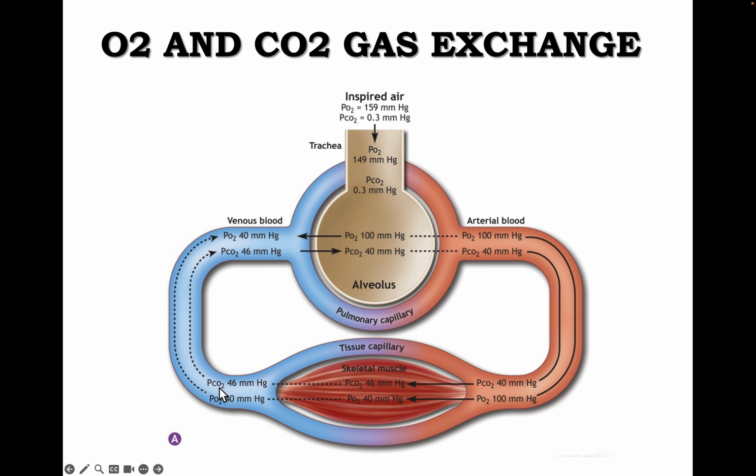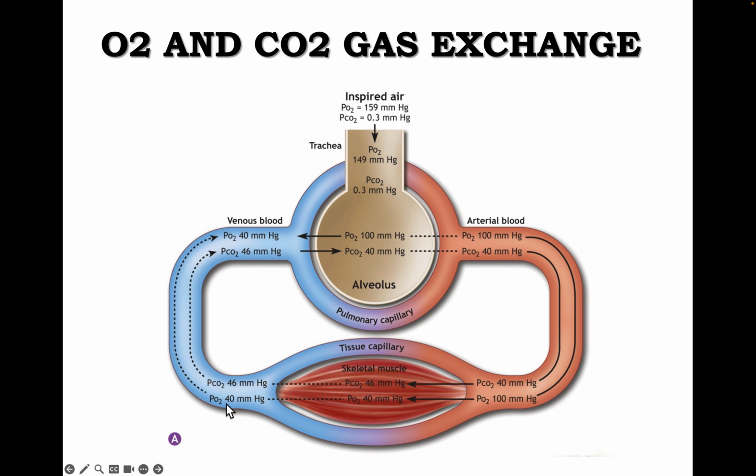So in the veins here, notice that our oxygen levels go from 100 to 40. Essentially, oxygen levels are decreasing from the arteries to the veins. And likewise, carbon dioxide levels go from 40 to 46, essentially increasing. So oxygen levels decrease from arteries to veins, and the carbon dioxide levels rise. And that's due to the exchange of gases there at the skeletal muscle.